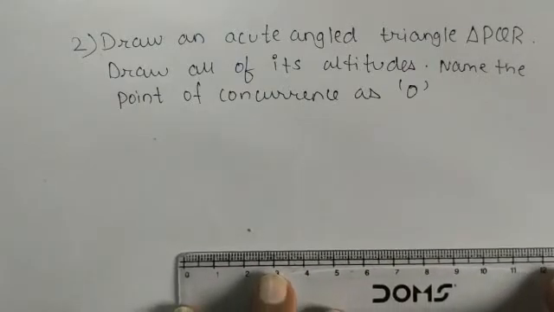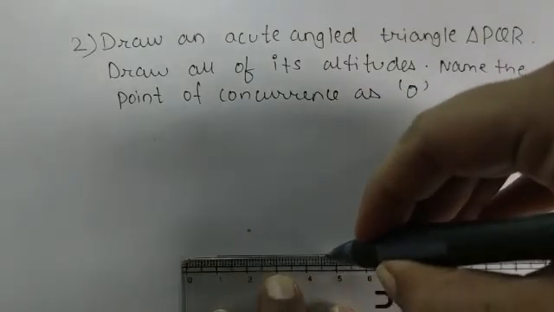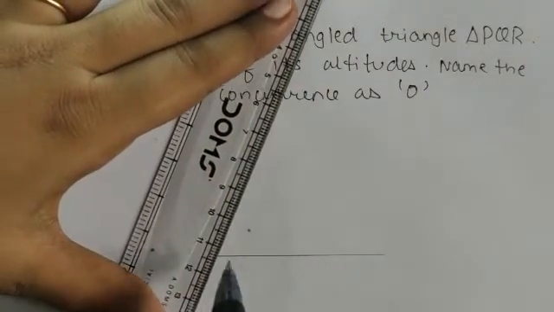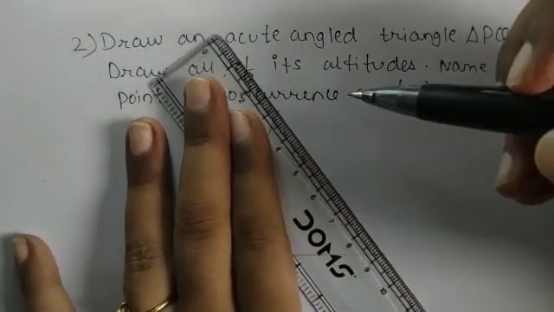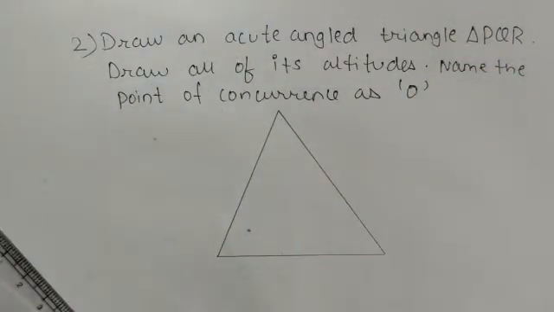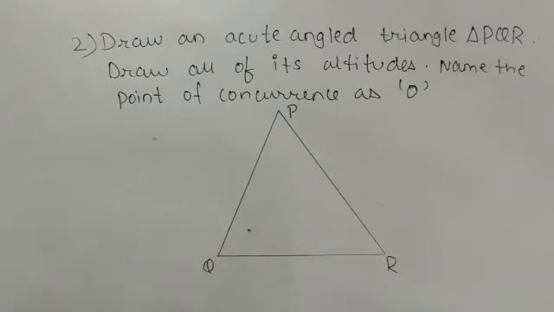So the first step is we will draw an acute angle triangle. So what is an acute angle triangle? It is a triangle in which all the three angles are less than 90 degrees. So this way our acute angle triangle we have drawn. So what will we name this triangle? It is given in the question. You have to name it as P, Q and R. So now what will be the first step? We will draw an altitude from vertex P.